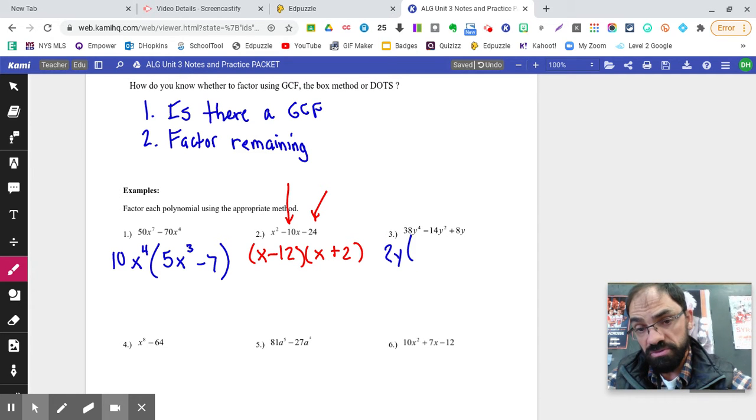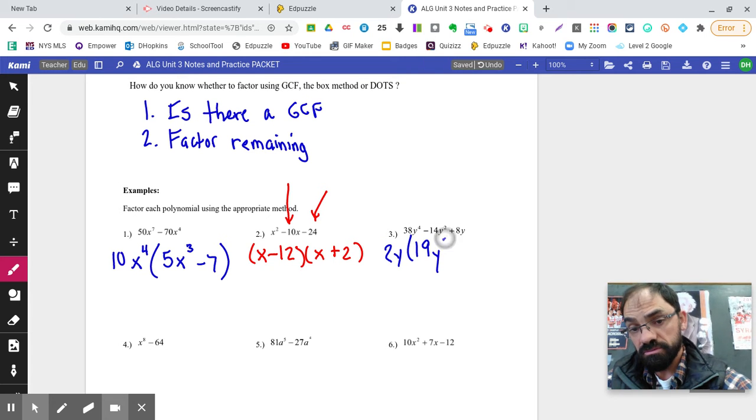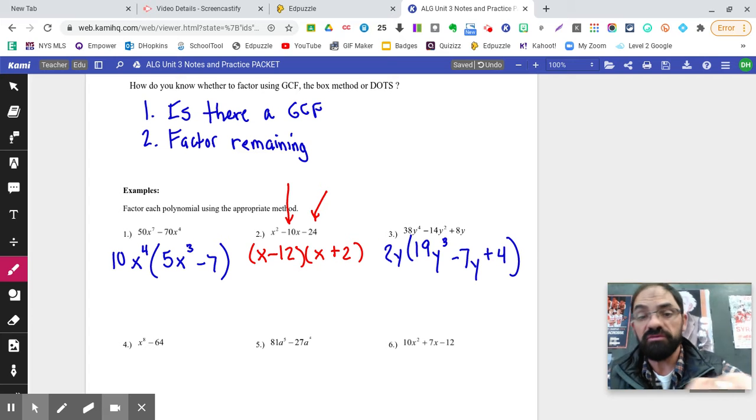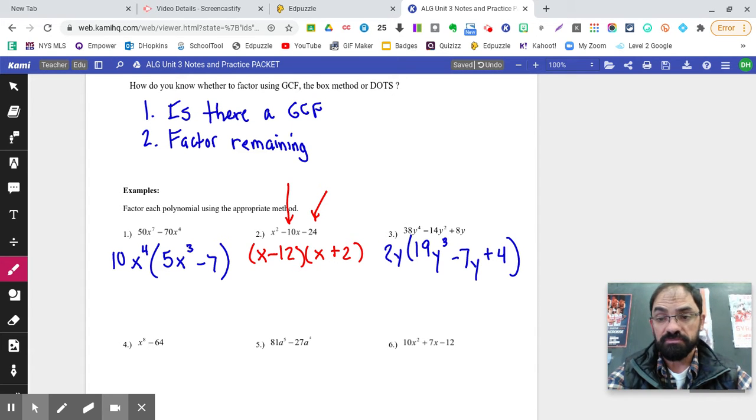38 divided by 2 is 19. Y to the 4th divided by y. So 4 minus 1 is y cubed. Bring down the minus sign. 14 divided by 2 is 7. 2 minus 1 is 1, so y left. Plus 8 divided by 2 is 4. And y divided by y is gone. So that's factored. Took the GCF right out.